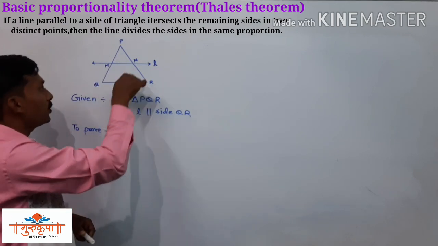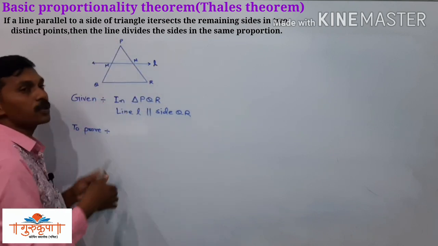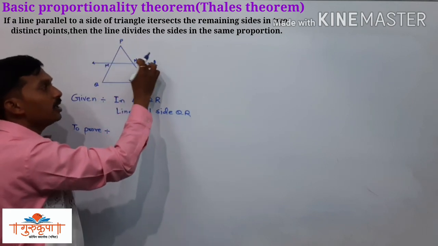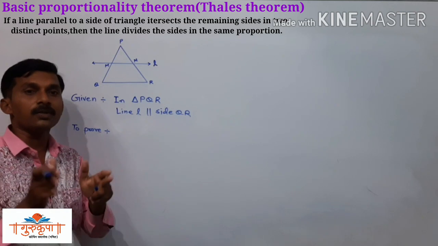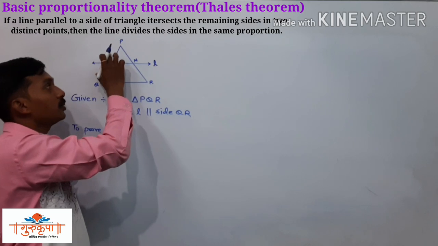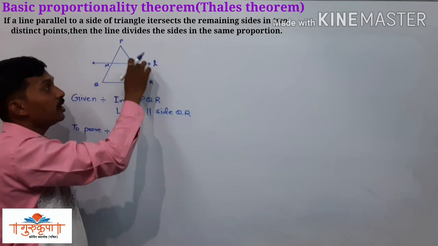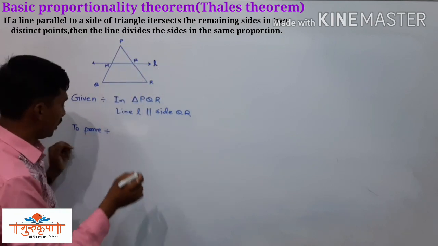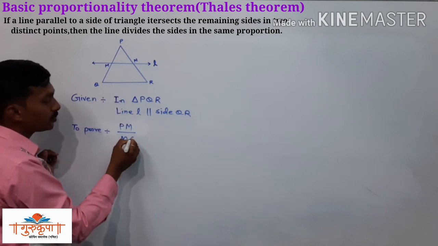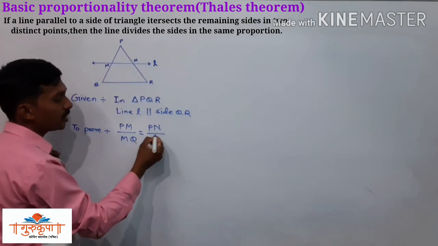Now we have to write what we have to prove. We have to prove that this parallel line divides the remaining two sides proportionally, that is, PM upon MQ is equal to PN upon NR. Proportionality means equality of ratios. We have to prove that the ratio of these two segments, PM upon MQ, is equal to the ratio of these two intercepts, PN upon NR. That we have to prove.